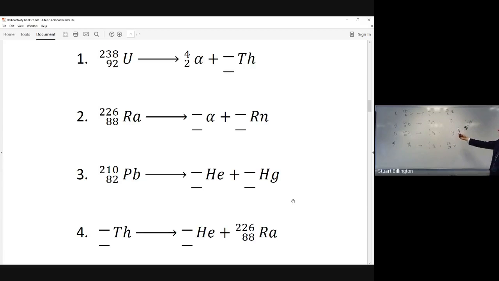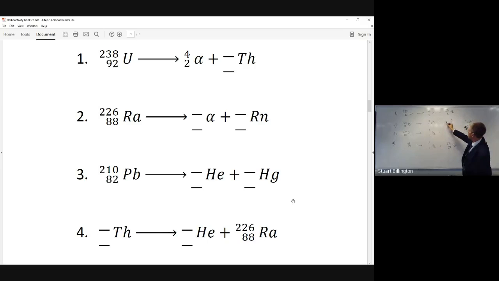Okay, so what we're seeing is uranium turns into thorium. This is radium, and it turns into radon. This is lead. I don't know why it's called Pb. Lead turns into mercury. Don't know why that's called Hg either. And thorium turns into radium. So that's the chemical bit that's going on, but we're focusing on the numbers.